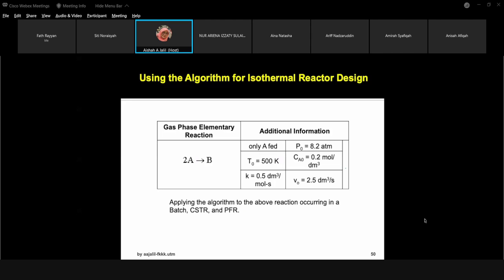Okay, this is another algorithm for isothermal reactor design. This is the gas phase reaction A to B. Then all is given. Apply the algorithm to the above reaction occurring in batch, CSTR and PFR. Okay, what happens if this reaction goes into different reactors?